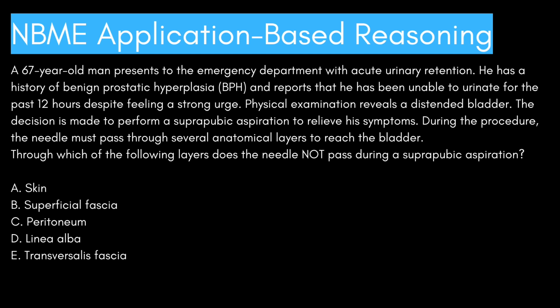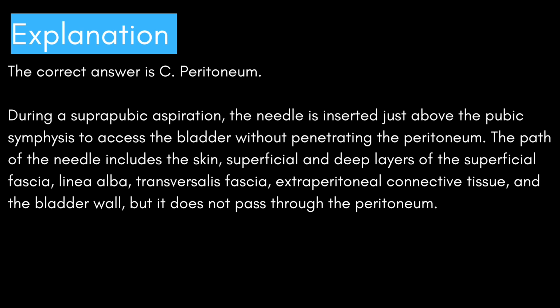Otherwise, moving on now. The correct answer is C, peritoneum. During a suprapubic aspiration, the needle is inserted just above the pubic symphysis to access the bladder without penetrating the peritoneum. The path of the needle includes the skin, superficial and deep layers of the superficial fascia, linea alba, transversalis fascia, extraperitoneal connective tissue, and the bladder wall, but it does not pass through the peritoneum.